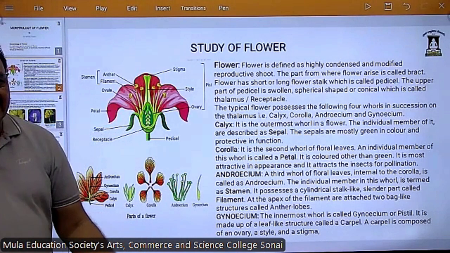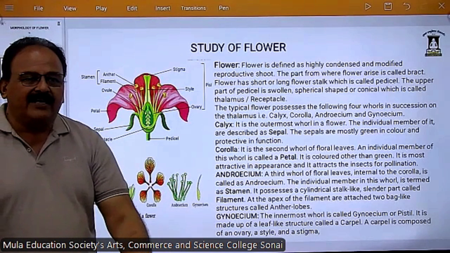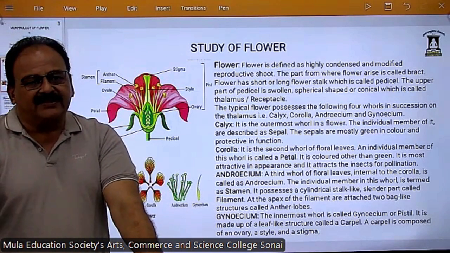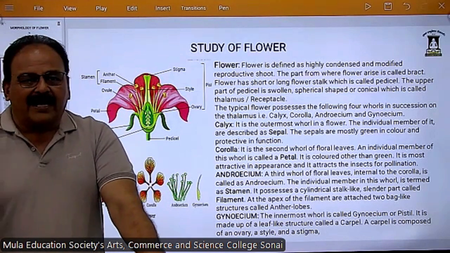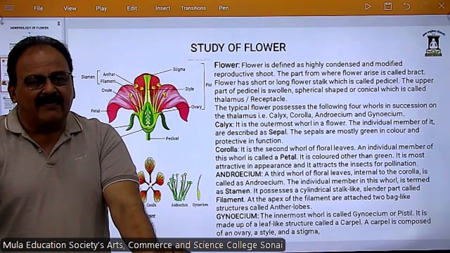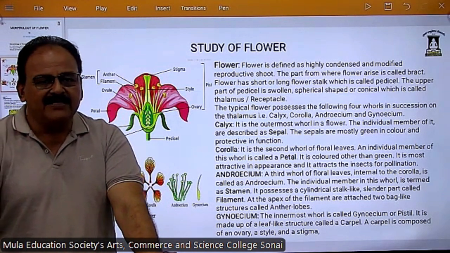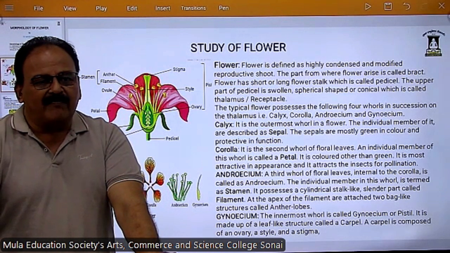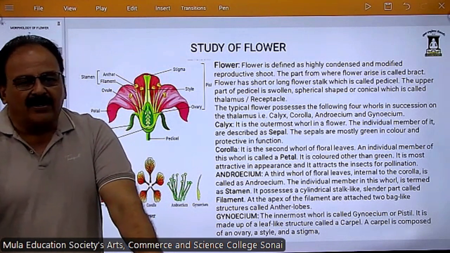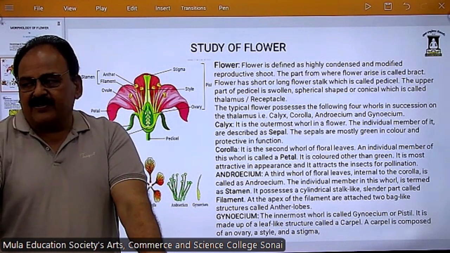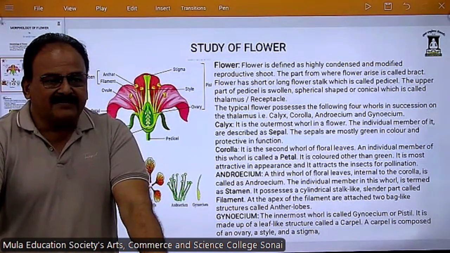Today we are discussing the morphology of flower. Study of flower. Flower is defined as a highly condensed and modified reproductive shoot. The part from where the flower arises is called bract. Flower has a short or long flower stalk, which is called pedicel. The upper part of the pedicel is swollen, spherical or conical shaped, which is called thalamus or receptacle.